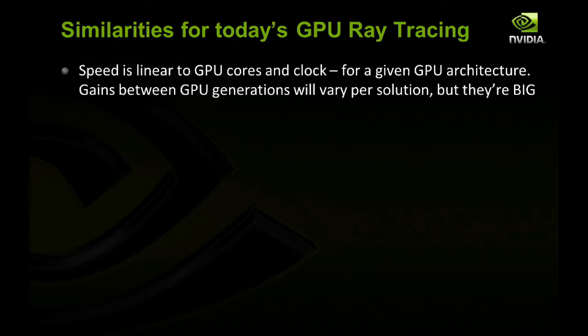Now, this is only within a GPU architecture. We're on Fermi right now, and when we come out with the next one, which is Kepler, there'll be a jump. So it's nice and steady on your core count and clock for a given GPU, and then there's a stair step when you get to the next one. Now, this varies according to your solution. Some get more optimized than others.